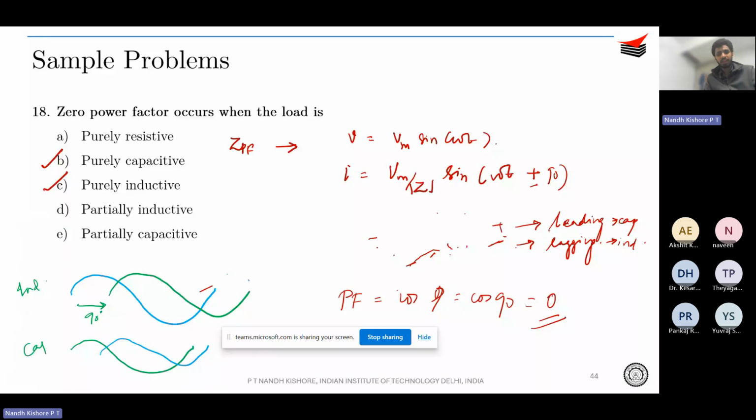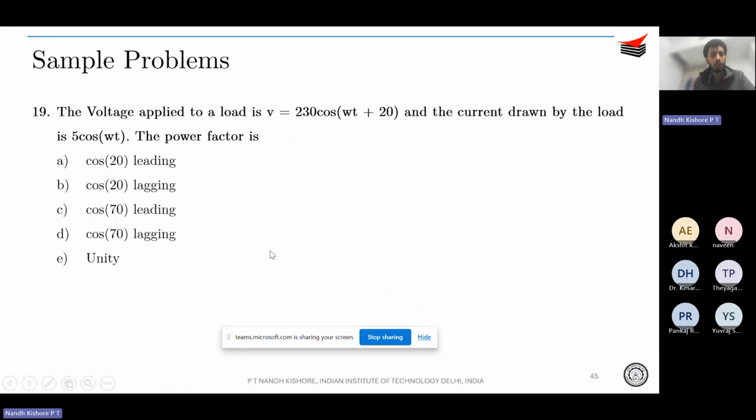Okay, pretty simple problem. And finally we go to this problem. Next, the voltage applied to a load is V equal to 230 cos(omega t + 20). Current drawn by the load is 5 cos omega t. So your voltage is leading by 20 degrees, correct? And current is just 5 cos omega t.